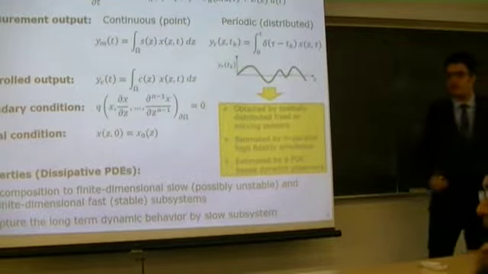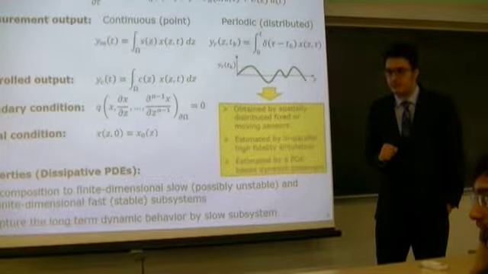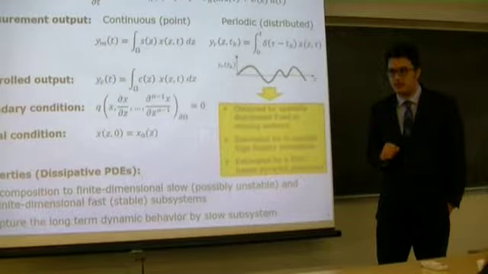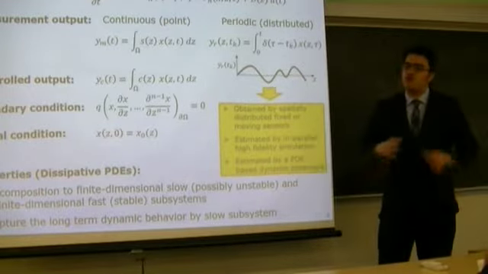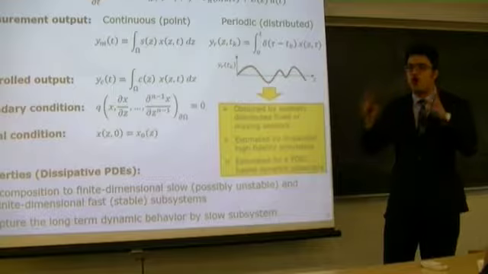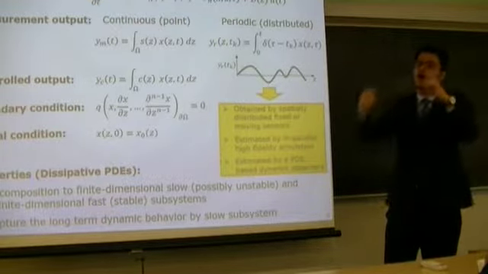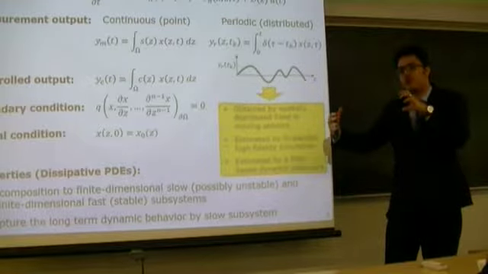Yes? Small question. I don't have quite the intuition, but why would the finite dimensional slow subsystem be unstable? Oh no, it could possibly be unstable. For example, for general unstable processes, all of the unstable modes, when we characterize such a decomposition, belong to the slow subsystem. That's the nature of dissipative partial differential equations.